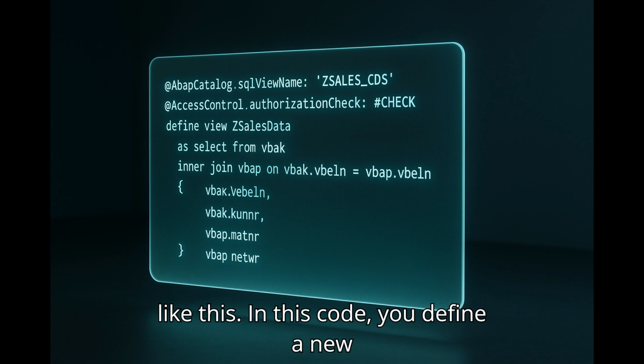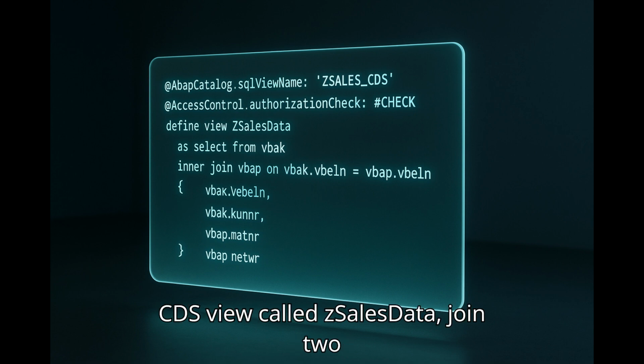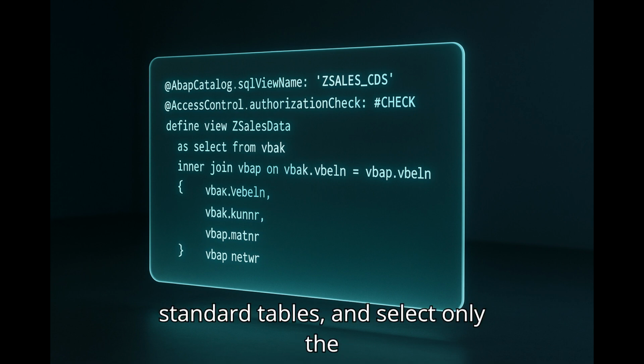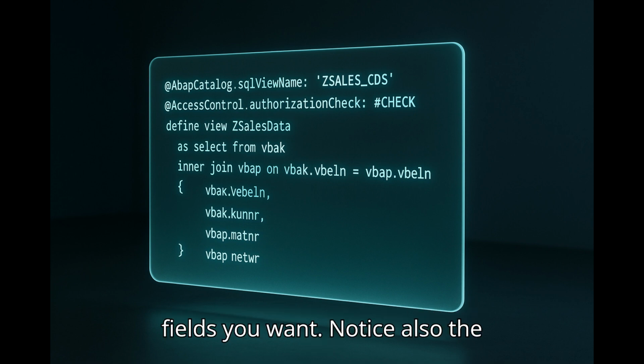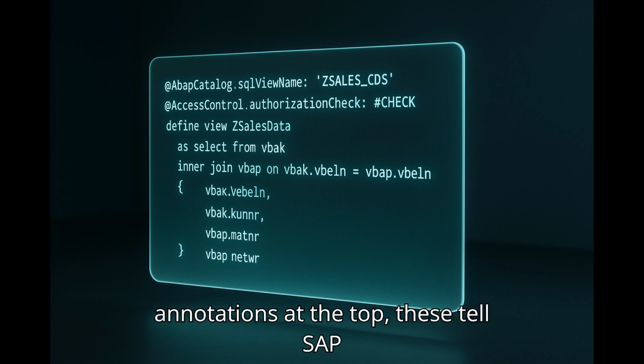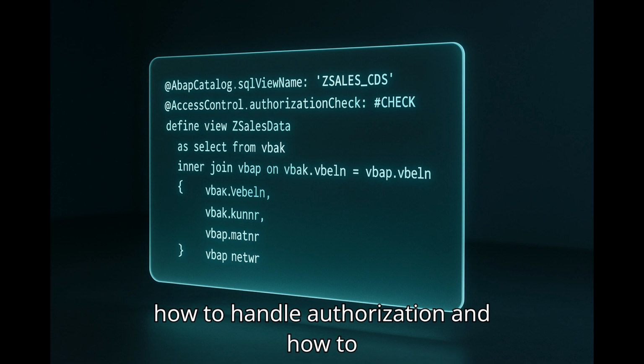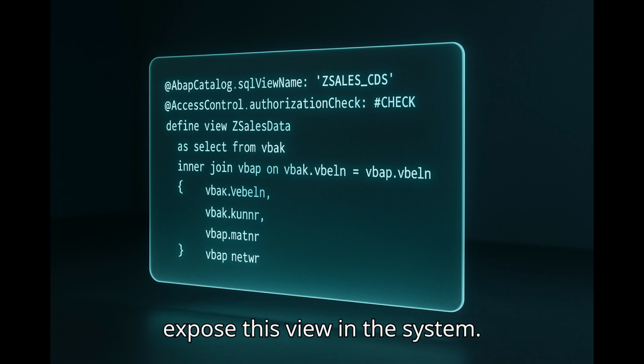In this code, you define a new CDS view called zSalesData, join two standard tables, and select only the fields you want. Notice also the annotations at the top. These tell SAP how to handle authorization and how to expose this view in the system.